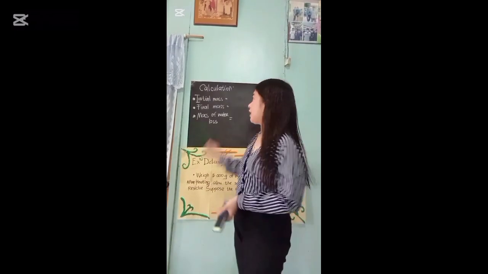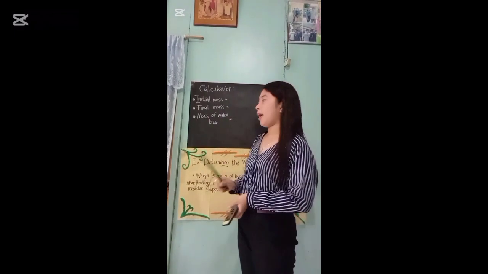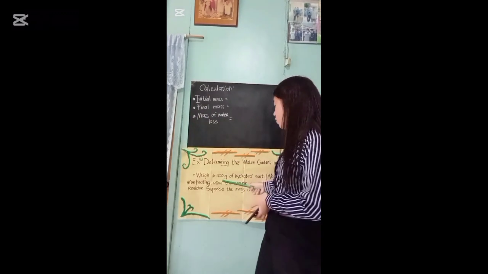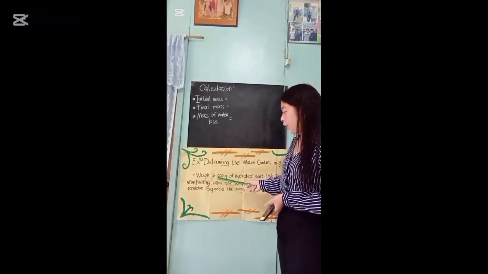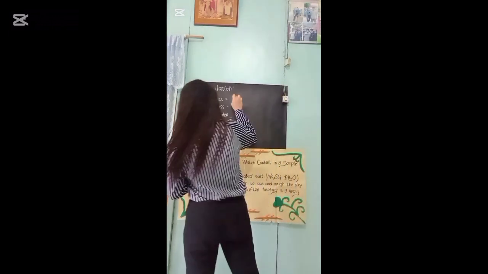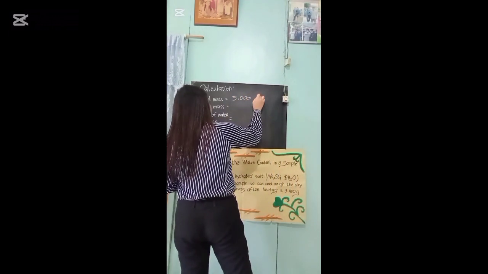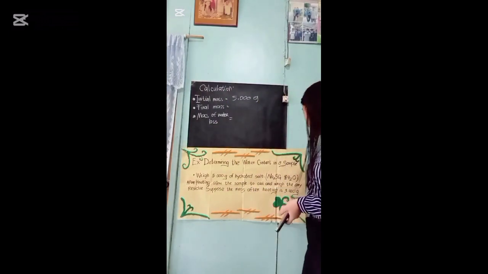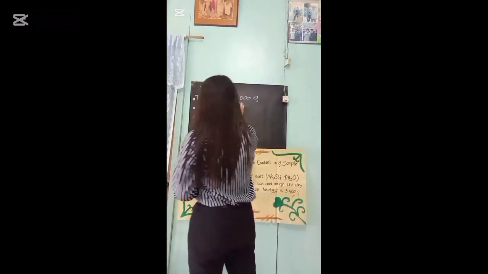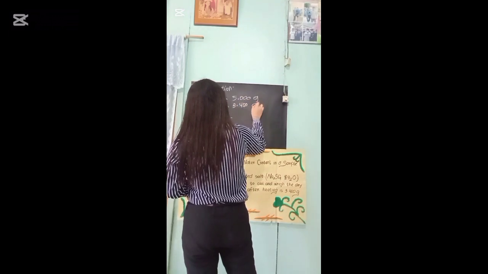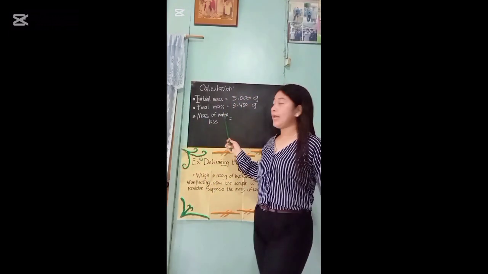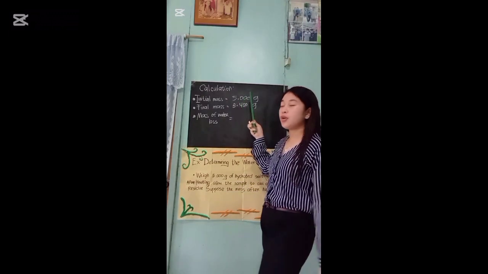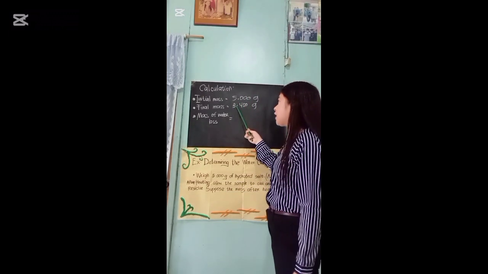Now let's proceed to the calculation. So we need to find the initial mass. The initial mass of hydrated salt is 5.00 grams. And the final mass after heating is 3.400 grams. And the mass of water that was lost is 5.00 grams subtract 3.400 grams.